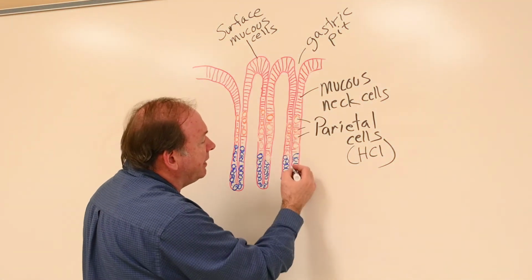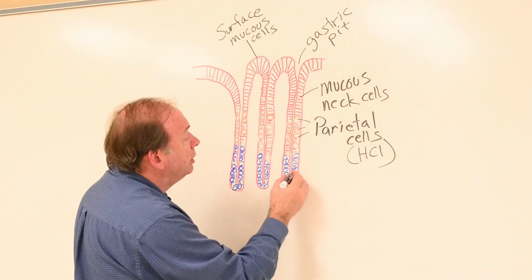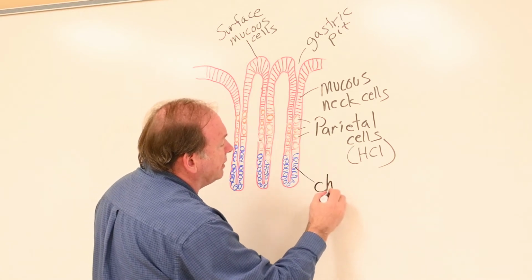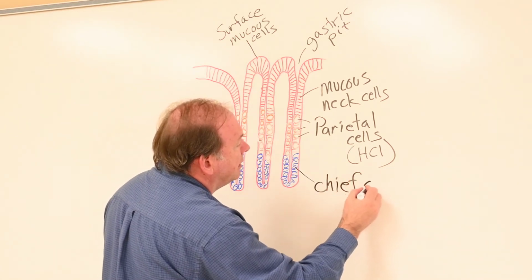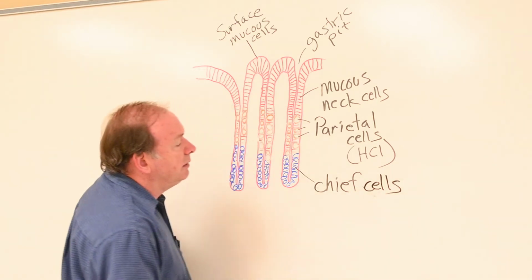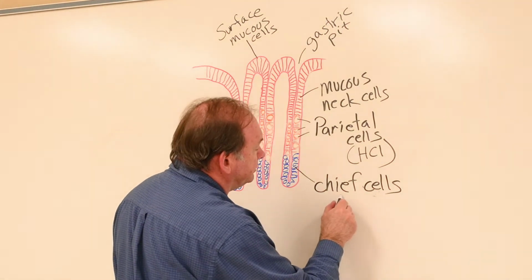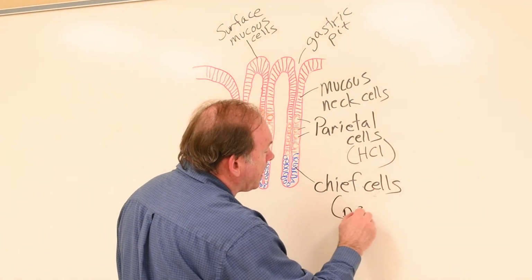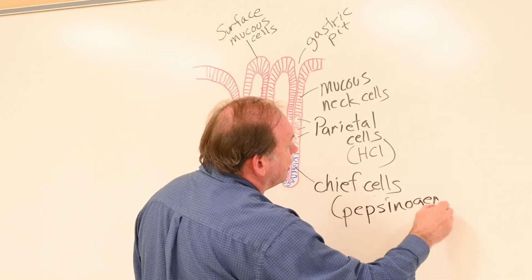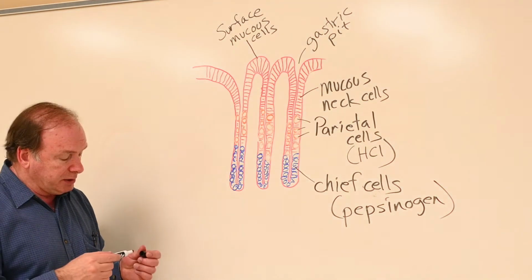And then toward the very bottom of your gastric glands, in the blue, these cells are what we call chief cells. These produce an enzyme called pepsinogen. Actually, it's a precursor to the enzyme pepsin. Pepsinogen is produced by chief cells.